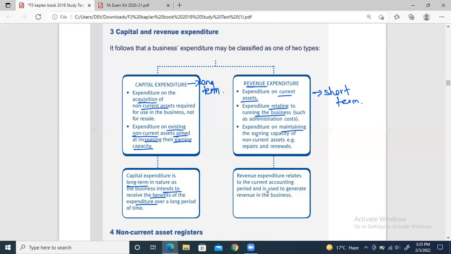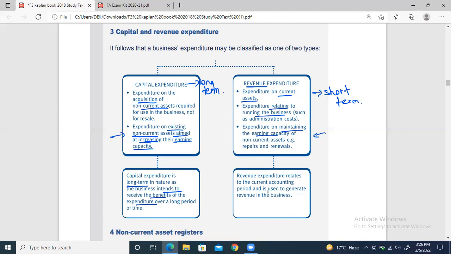Expenditure on maintaining the earning capacity. So over here, it was increasing the earning capacity, right? The word was increasing. Yeah. And in this revenue expenditure, it is maintaining basically, right? For example, if any window or a door broke in the office or the workplace, so we are repairing it. So we are maintaining it. Applying a new door or just fixing a window does not increase its life, right? So that means it's just being maintained over here.